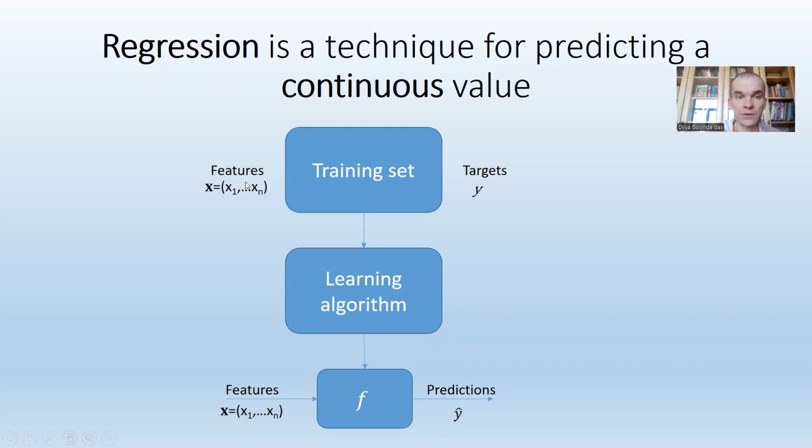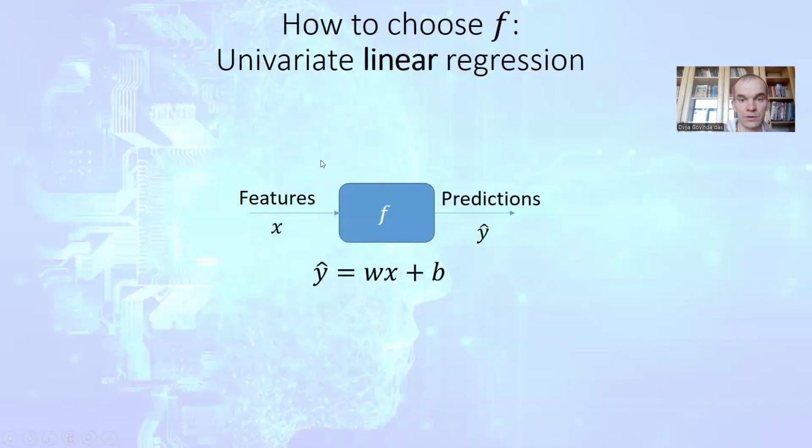It means that our features are no more just one scalar value, but a vector of some parameters. N is now the dimension of our feature vector. And based, as is shown on the bottom, on this feature vector of n coordinates, we must make a prediction y hat. So let us consider it in more detail.